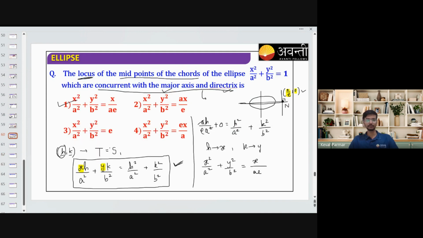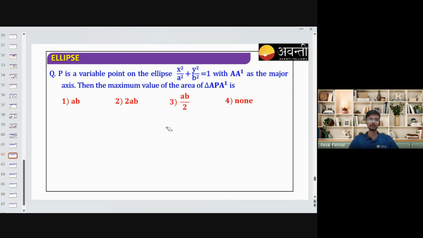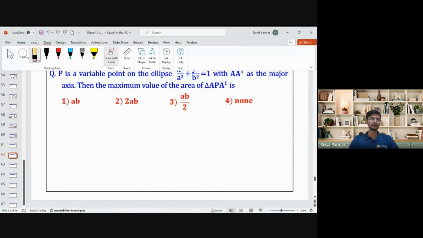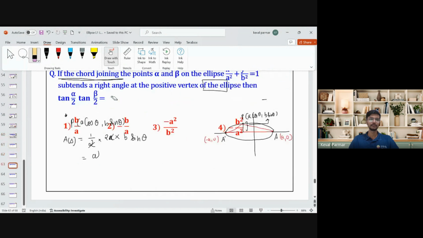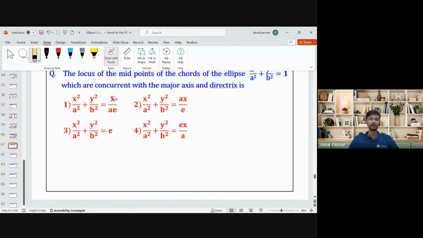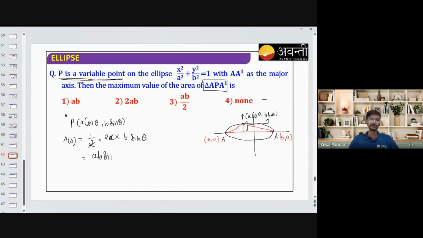Sorry, just a second, what happened here? Yes, 2 and 2 will get cancelled. You cancel out A. Yeah, 2 and 2 will get cancelled. So we'll get A, B, sine theta.